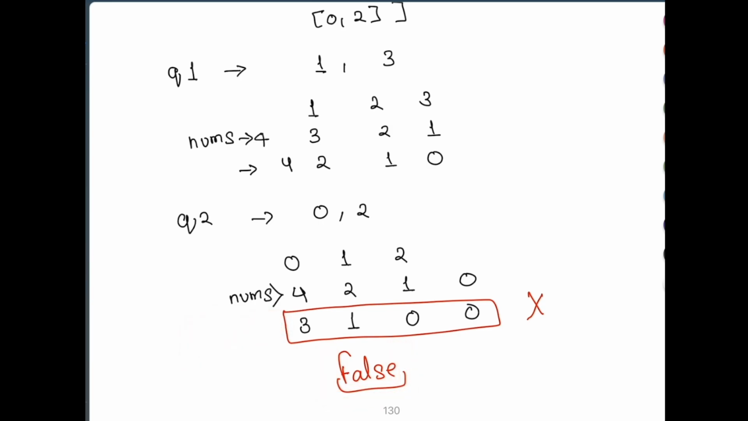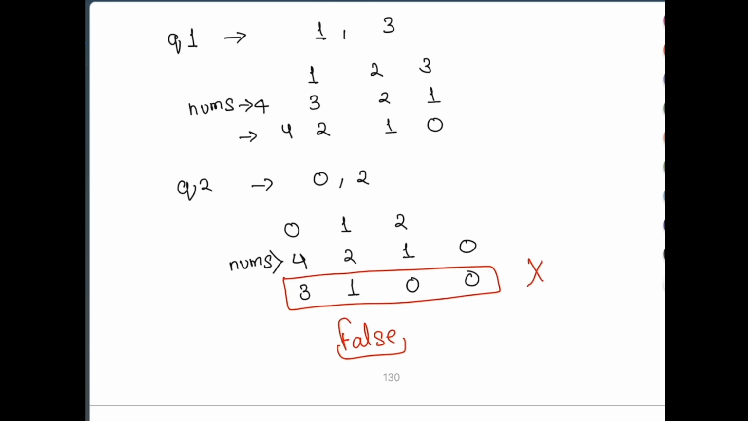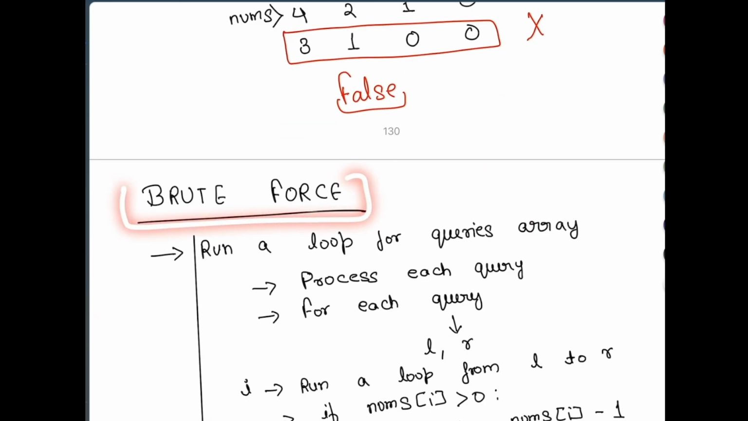We just need to run over each of our queries, do the decrements in our nums array, and at last we need to try to make all the elements in our nums array 0. If we are able to make it, return true. If we are not able to make it, return false. Now, what is the solution approach for this? First is brute force. That is, we will try to do everything which is possible without any extra logic.